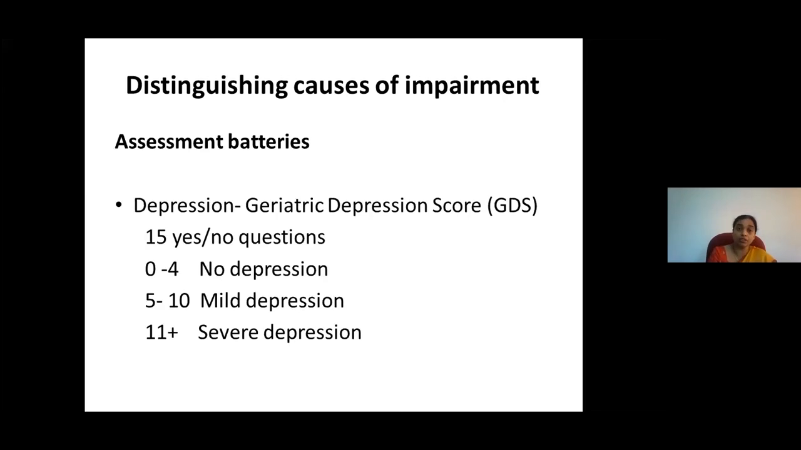And then distinguishing causes of impairment. After doing this comprehensive initial assessment, we then use assessment batteries. Depression will be dealt with by Dr. Kapil Ranasinghe. We should not forget depression. It is one of the major causes of cognitive impairment. So the geriatric depression score is the one we use in our clinic.